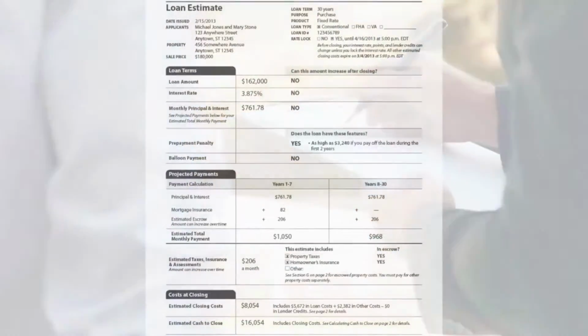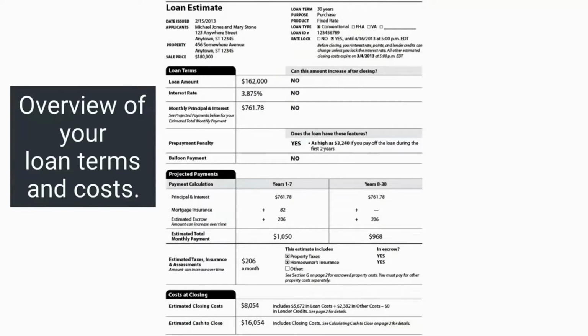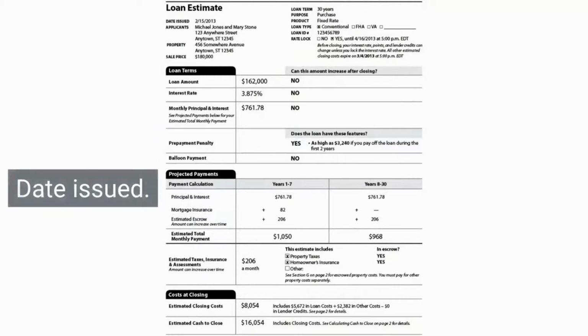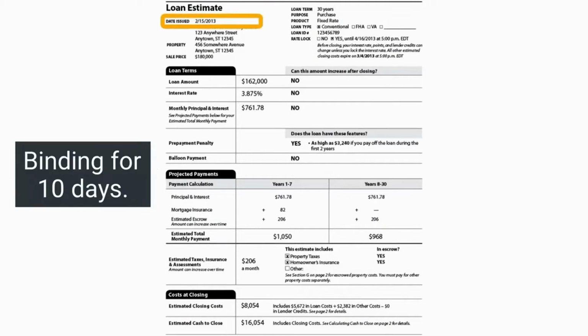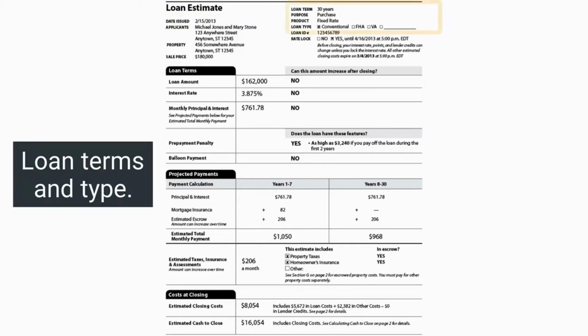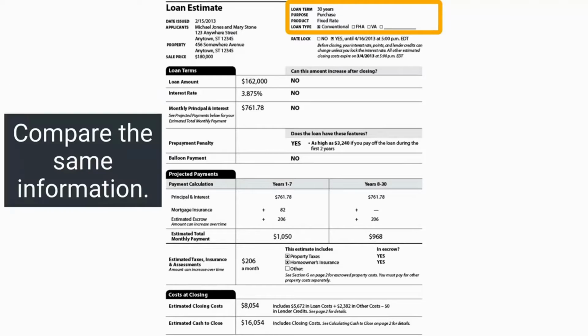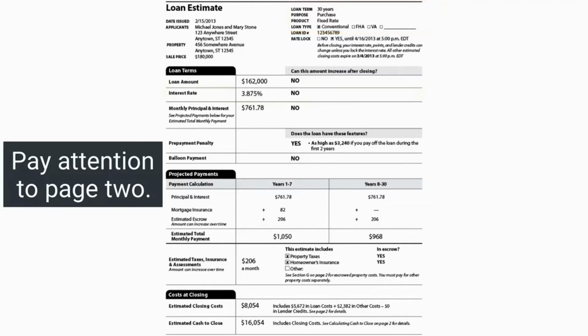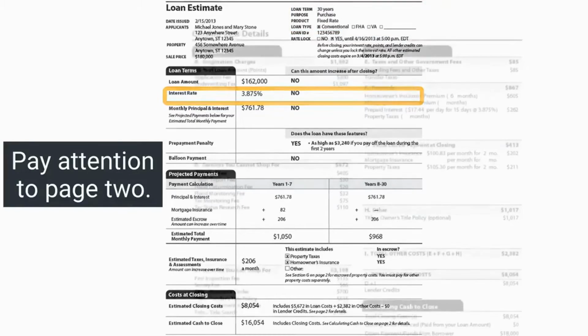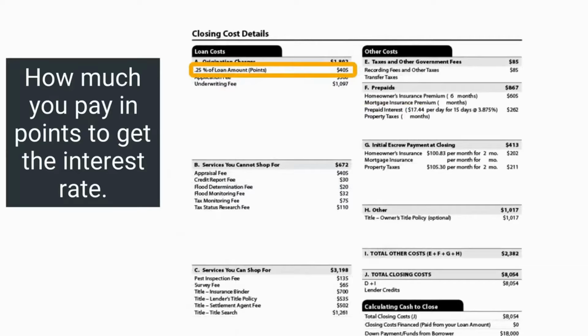Page 1. Page 1 of the loan estimate is an overview of the loan terms and costs. You'll want to pay attention to the date issued. The loan estimate is only binding for 10 days after the date. The loan terms and type: make sure these terms are what you want and that all the loan estimates you compare have the same information. Loan interest rate: look for the rate, but also pay attention to page 2, which shows how much you're paying in the form of points to get that rate.